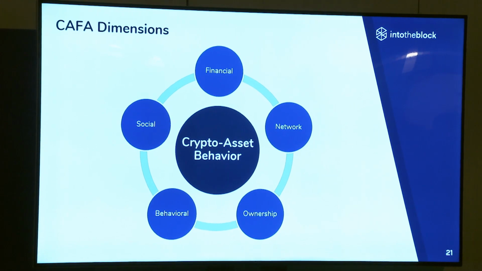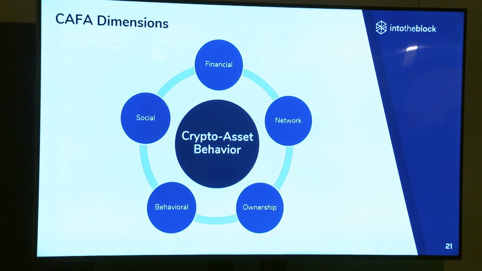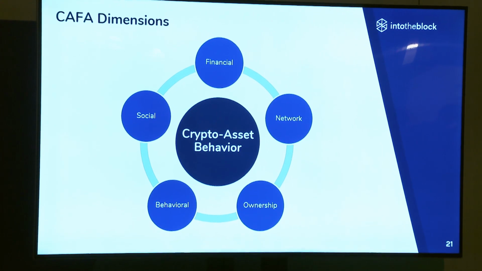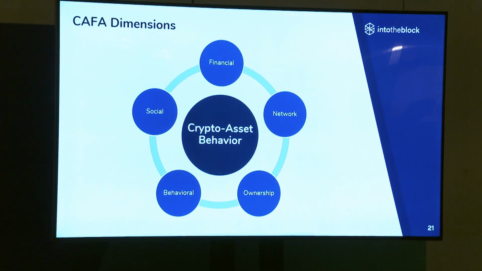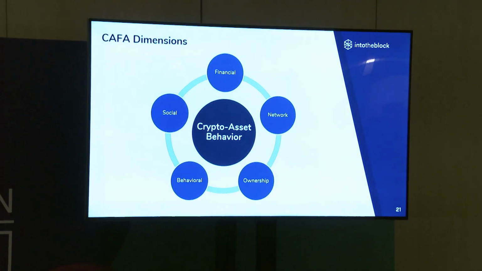If I need to describe an asset to you, I'm going to use some 5 or 6 fundamental vectors, fundamental dimensions. I'm going to describe it financially. Are people making money or losing money? What's the transactionality of this asset? I'm going to describe it in the form of a network.